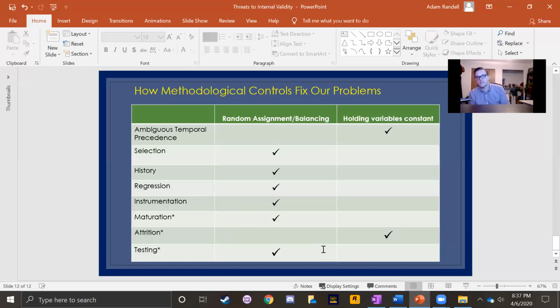Now I've got little asterisks next to maturation, attrition, and testing there. And the reason I do is because those can lurk. Those can find their way into a study that uses random assignment and tries to hold things constant. But provided you're taking extra care to make sure everything about your conditions is identical except your IV, then even those will be taken care of.